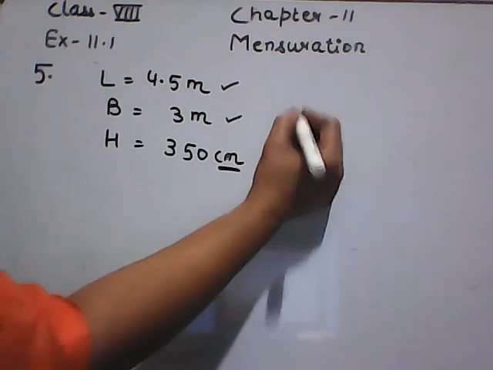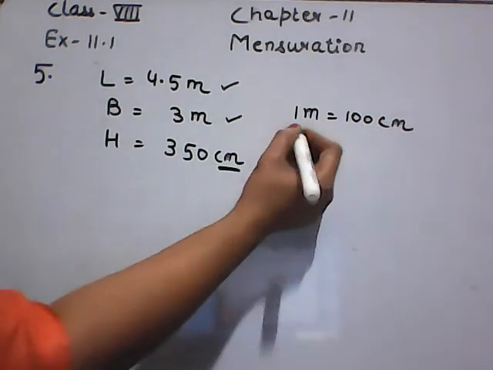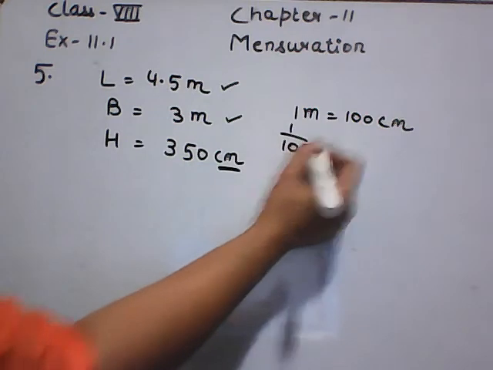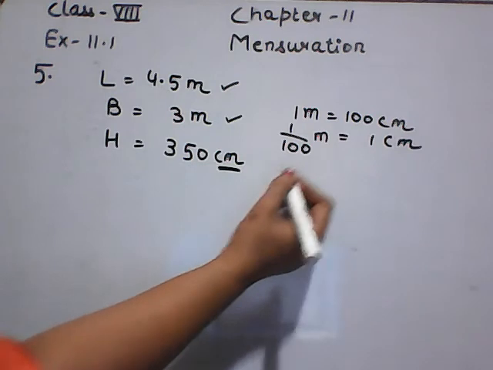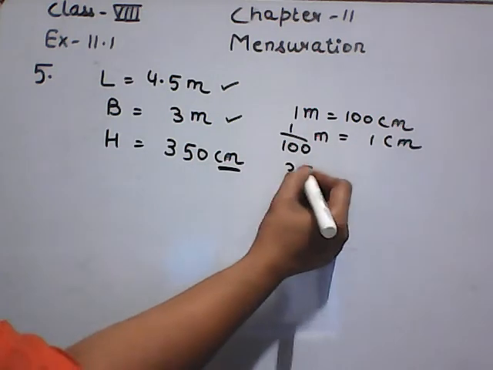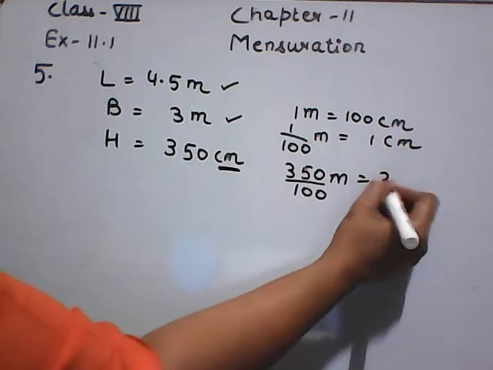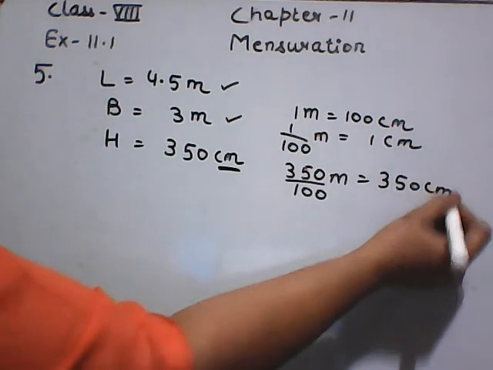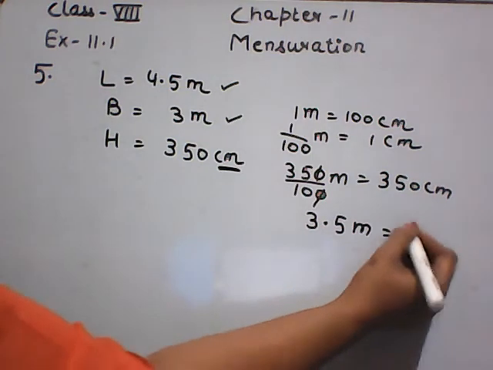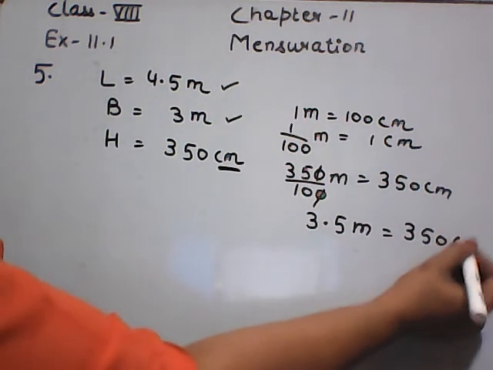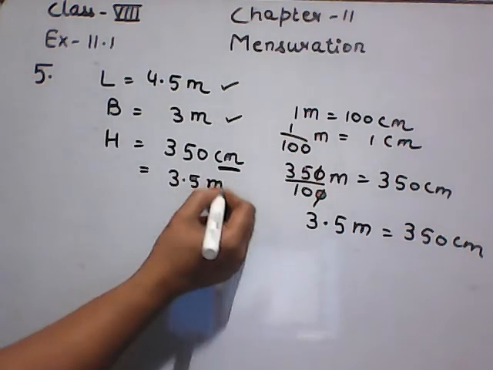As we know that 1 meter has 100 centimeter, 1 by 100 meter has 1 centimeter. You have to calculate 350 centimeter, so we can multiply both sides by 350. So 350 centimeter is 3.5 meter. So it is converted in terms of meter.